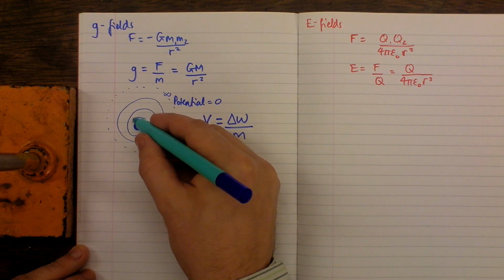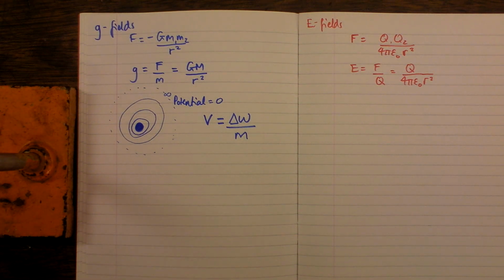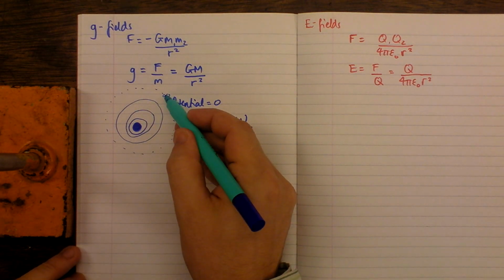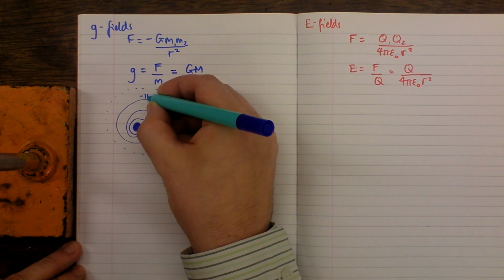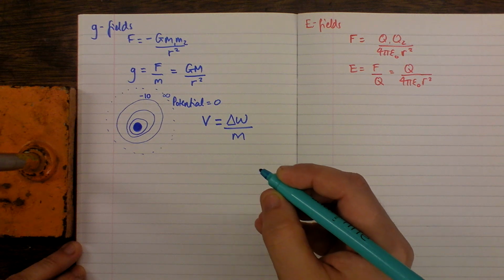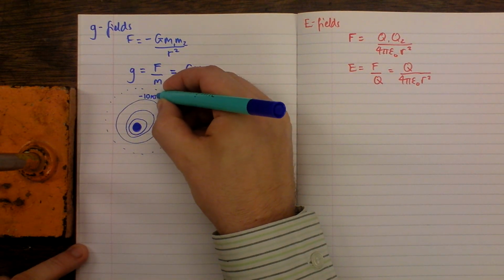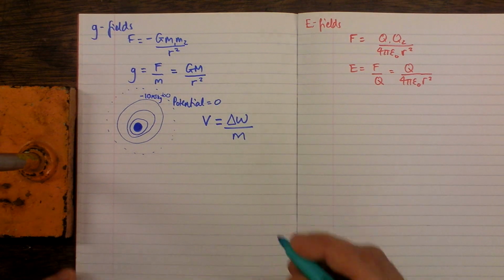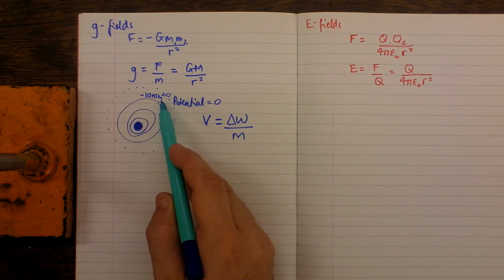Now the lines I'm busy drawing, which should be concentric circles, but I apparently am unable to draw circles, never mind. These are what we call equipotentials. They're like contours on a map. They are lines that show places with the same potential. So moving from infinity to here actually would take a negative amount of energy. So I might say it's minus 10 megajoules per kilogram. That is the amount of energy it would take to get there per unit mass.